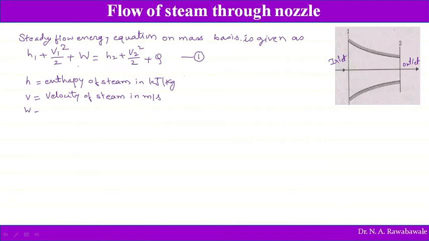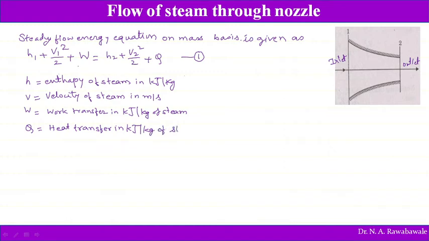W is work transfer in kilojoules per kg of steam, and Q is heat transfer in kilojoules per kg of steam.